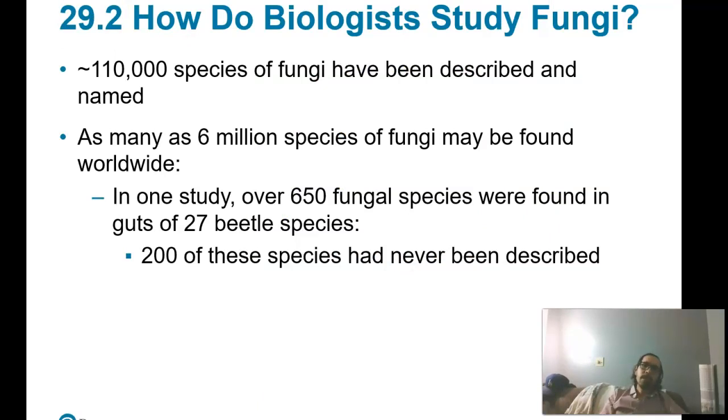So how do biologists study fungi? There's about 110,000 species of fungi that have been described and named, but hundreds are described each year. And as many as 6 million species of fungi may be found worldwide. For example, in one study, over 650 fungal species were found in the guts of 27 beetle species, and 200 of those species had not been described before.